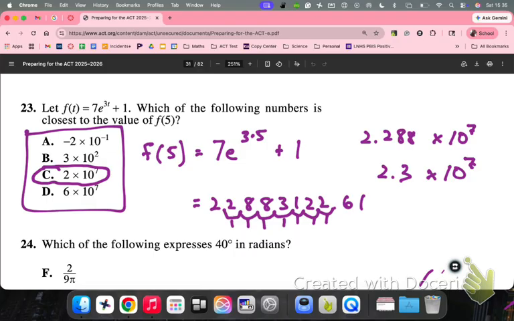We covered a lot of material here. We covered plugging numbers into a function. We covered a little bit about e. We have to know something about scientific notation. So a lot of stuff going on here, but our answer is C. Nicely done.